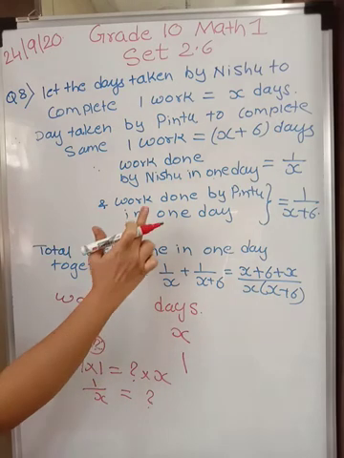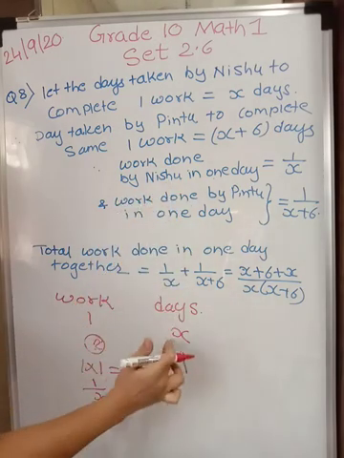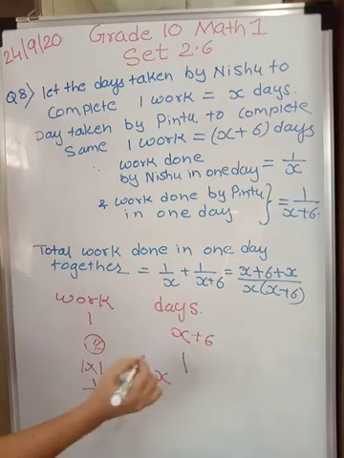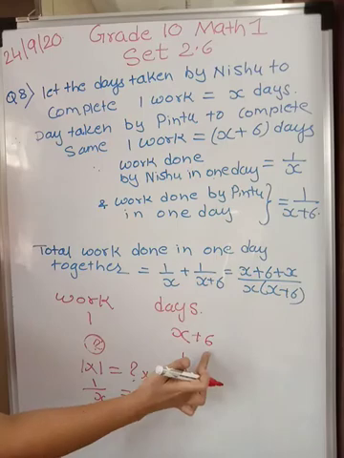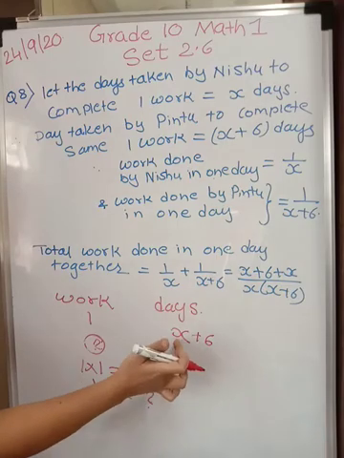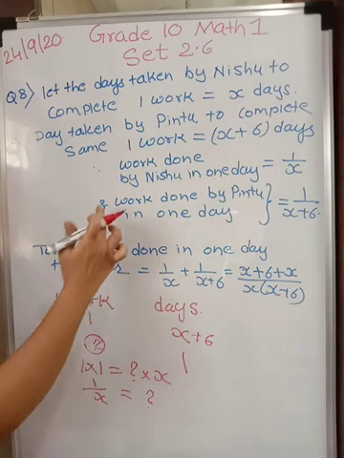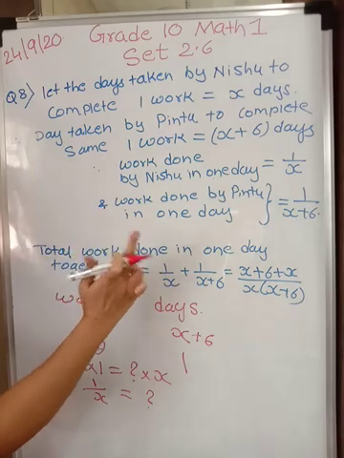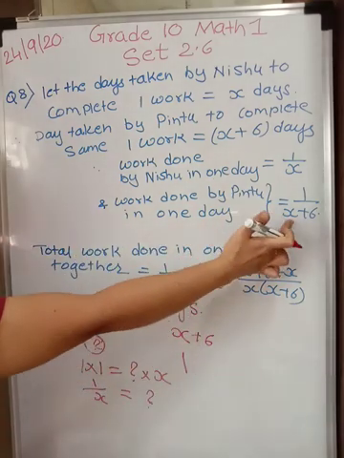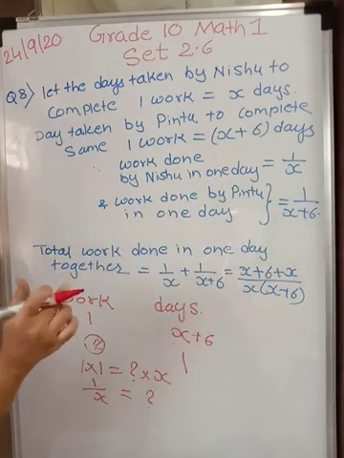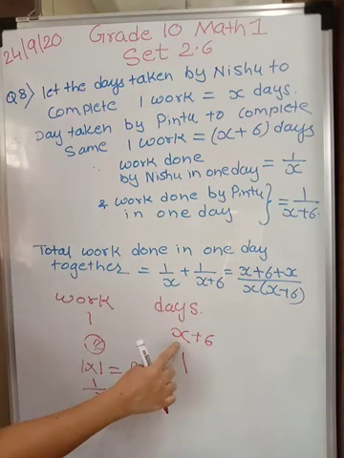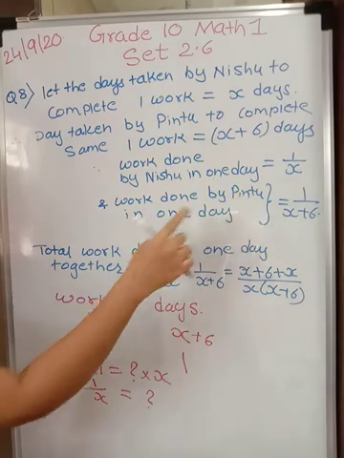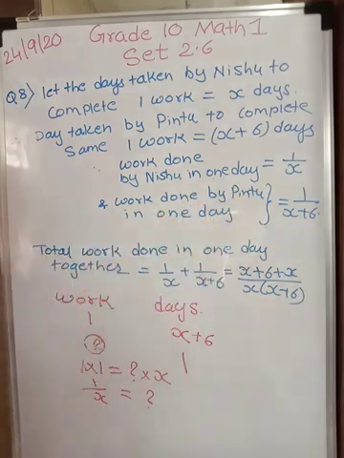Similarly, in case of Pintu, here it is X plus 6. So the amount of work done by Pintu, because he is taking 6 days more than Nishu, will be 1 upon X plus 6 in one day. Is it clear, everyone? Because here there is a difference in the days. If it is X, it is 1 upon X. If it is X plus 6, it will be 1 upon X plus 6.